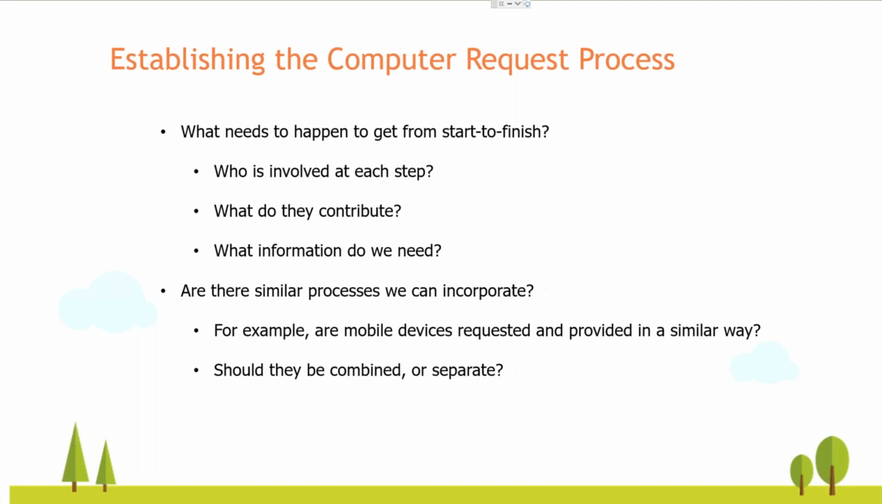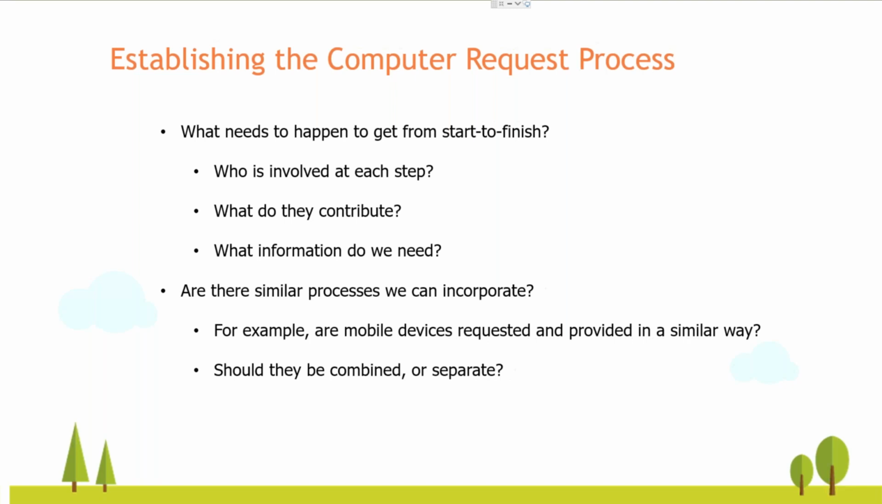So who is involved at each step? What actually needs doing? What do they contribute? What tasks do they need to do, or information they need to provide? And what information do we need? What information do we need to gather at the start of this process? That means we can see it all the way through to the end. Because what we don't want to do is have to, halfway through, go back to our end user and ask them for more information. We want to gather all that right at the start, and then we can just flow all the way through and deliver what they need as quickly as possible.